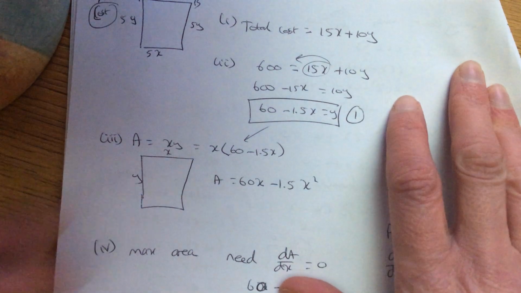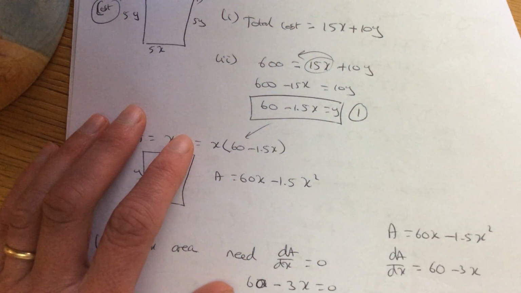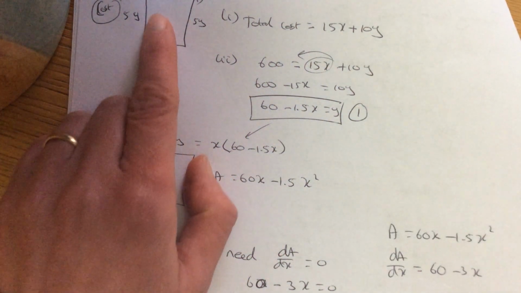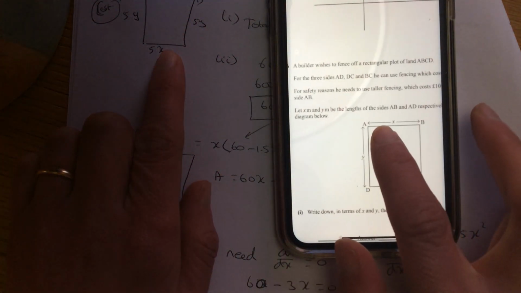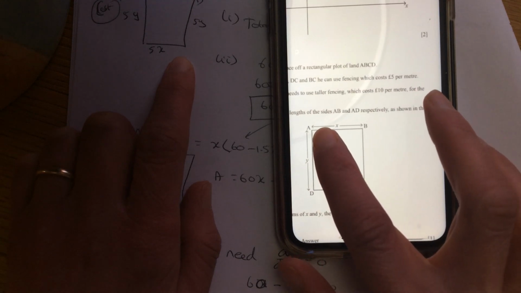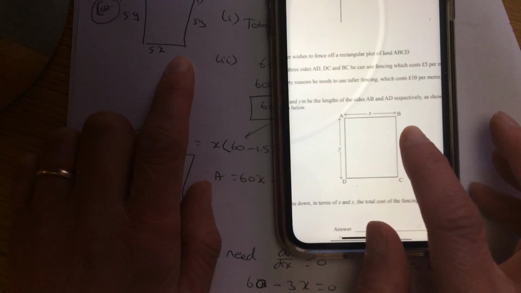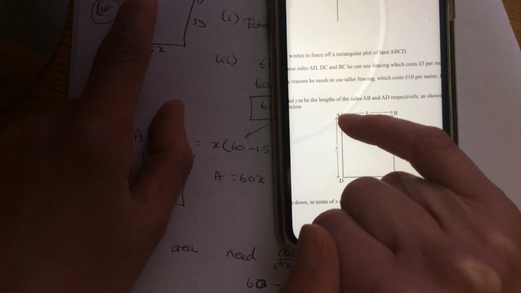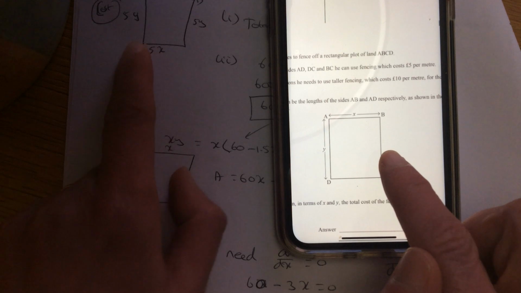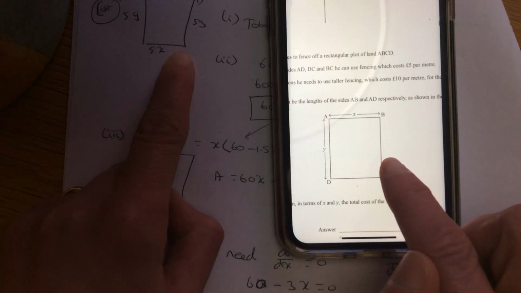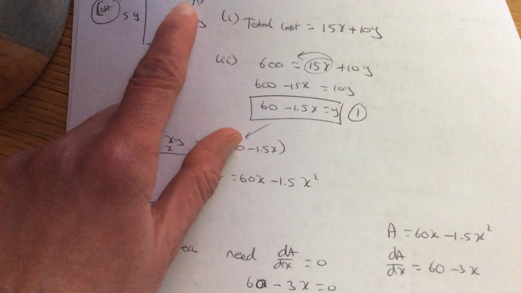Number 16 is difficult. Okay. So we've got a piece of land. Right, I've got fencing for three sides. He uses fencing, which is £5 a metre. So that length is y, and it's £5 for each metre, so that's 5y. Then the other side is 5y. The bottom one, sorry, this one here is 5 metres as well, so it's 5x. And the other side is 12 metres, so it's 10x.